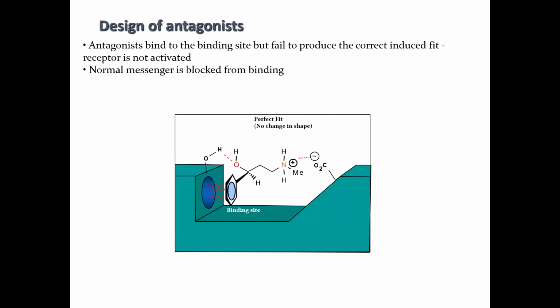No change in the shape. So it binds, but then it doesn't. If you think about it, a strong binding would be a fastball into that glove. If you just lob the thing into it, it's not going to have enough energy to get in there. So that's going to be an antagonist. It fails to cause the change in the receptor, so it doesn't send the signal. That's what an antagonist does.